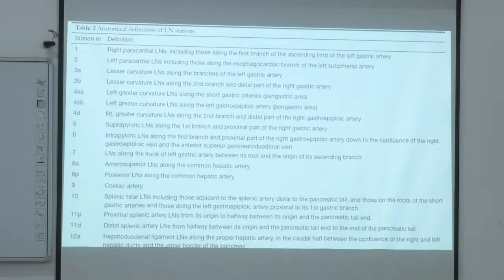Then 4SA, 4SB and 4D. 4SA and 4SB are left greater curvature nodes along the short gastric and left gastroepiploic vessels. And 4D is right greater curvature lymph nodes along the second branch and distal part of the right gastroepiploic. Then 5 is suprapyloric node, 6 is infrapyloric node, 7 is lymph node along the trunk of the left gastric between its root and the origin of its ascending branch.